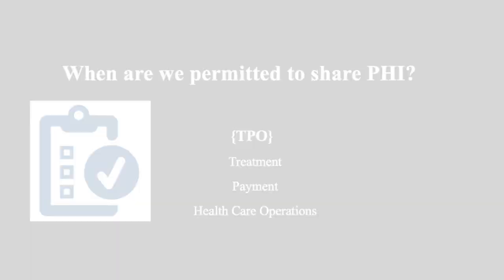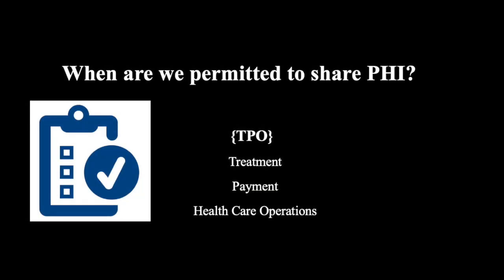What patient information is protected? Protected health information is all individually identifiable health information held or transmitted by a covered entity or its business associate, in any form of media, whether electronic, paper, or verbal.